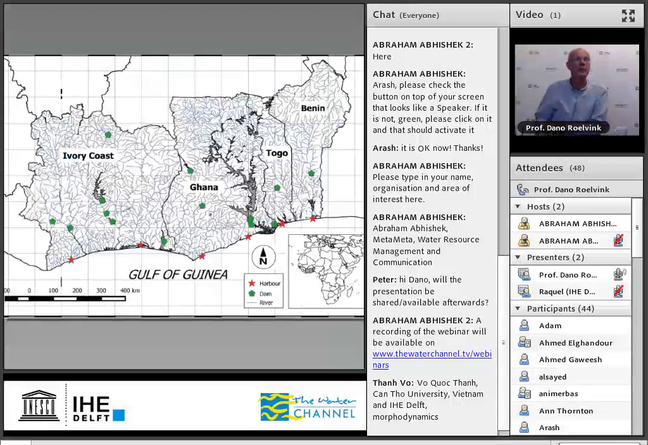Here's just in Ivory Coast, Ghana, Togo, Benin, an overview of some of the big interferences with the sand system, the dams that were built and the ports that block the longshore sediment transport.